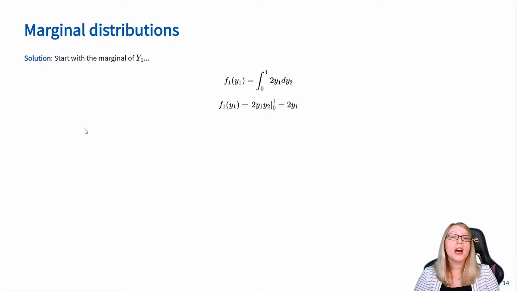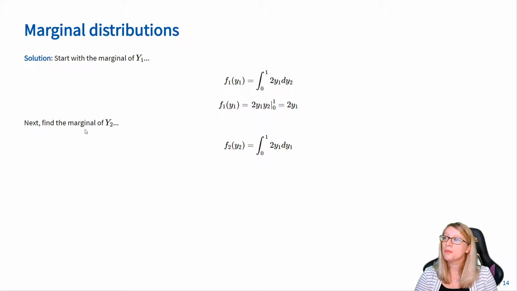That gives us 2y1y2, evaluated from 0 to 1. So the marginal distribution of y1 is 2y1. Now thinking about the bounds, y1 still ranges from 0 to 1. To find the marginal of y2, we'll integrate again, but we'll integrate out y1 for this. So our marginal of y2 is 1, or a uniform distribution.